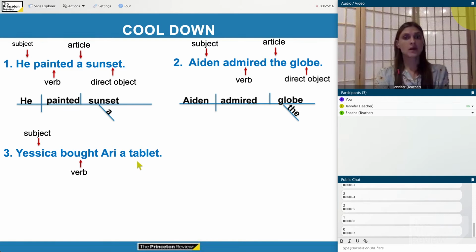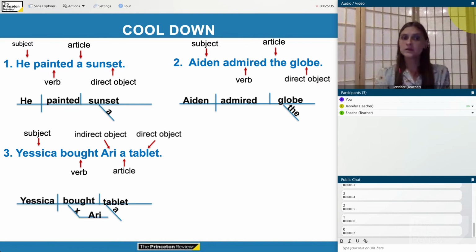And who or whom was that tablet for? It was for Ari. So that's the indirect object. So Ari is the indirect, A is the article, and tablet is the direct object. And that would look like this. And again, you have the X as a placeholder because we could also say Jessica bought a tablet for Ari. It's the same thing as saying Jessica bought Ari a tablet. If that were the case, the for Ari at the end, we would just make this X here be the word for.